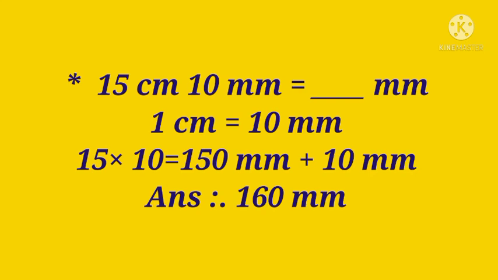Next sum is 15 centimeter and 10 millimeter has to be converted into millimeter. So 1 centimeter is equal to how many millimeters? 10 millimeter. So 15 centimeter, you have to convert that into millimeter. So what you have to do? You have to multiply it with 10. So it is 150 millimeter. Then what you have to do? You have to add 10 with that. So how much you will get? You will get 160 millimeter.